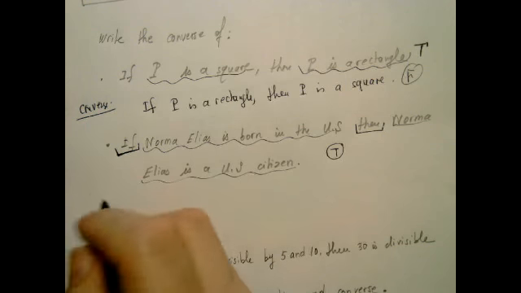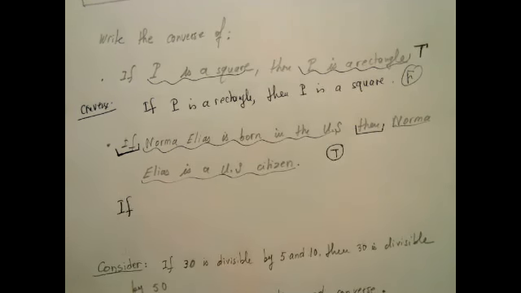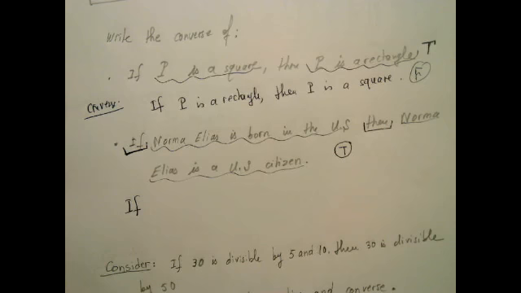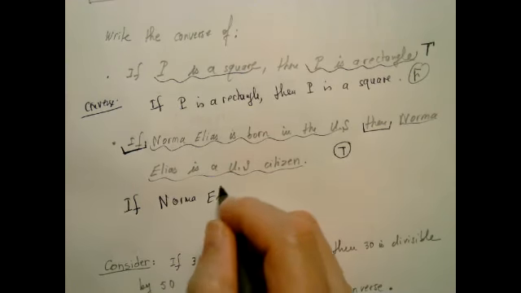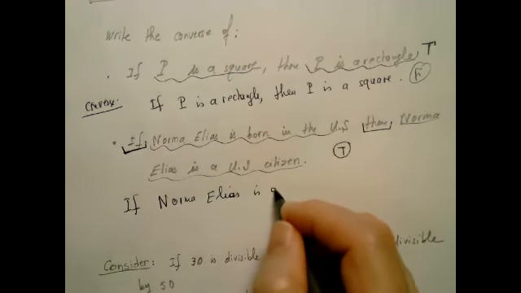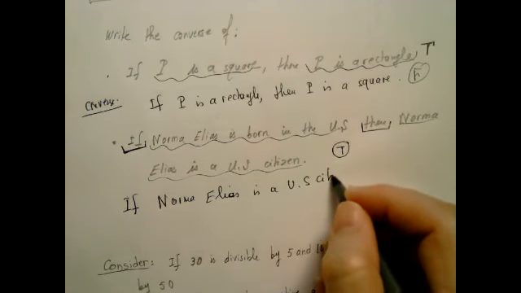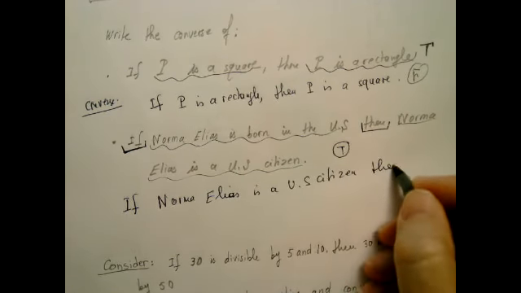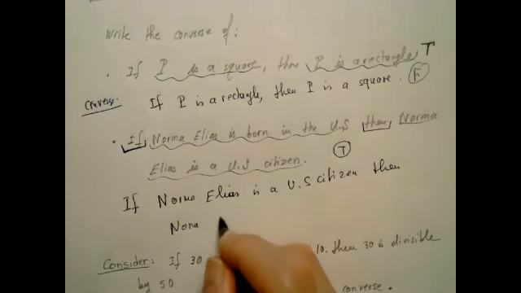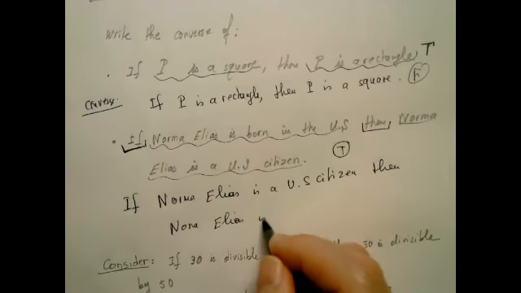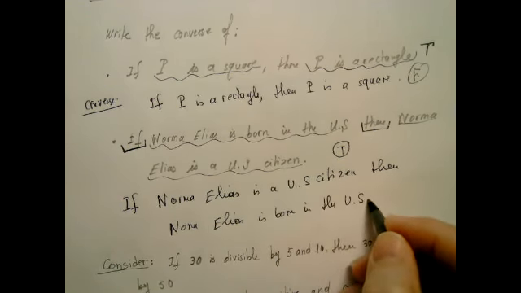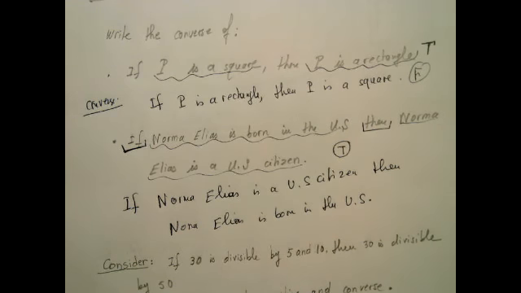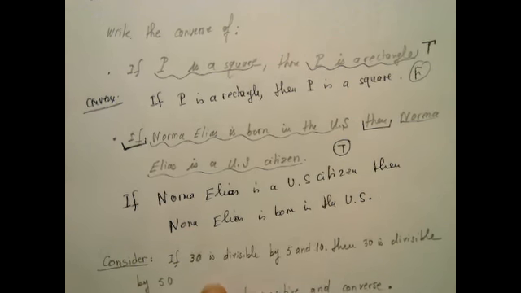Okay, I would like to say it in words, and then tell me if it's true or false. So if Norma Elias is a US citizen, then Norma Elias is born in this country. Okay, you think this is a true or a false statement? Since you know that I told you what it is. Is it true or false?